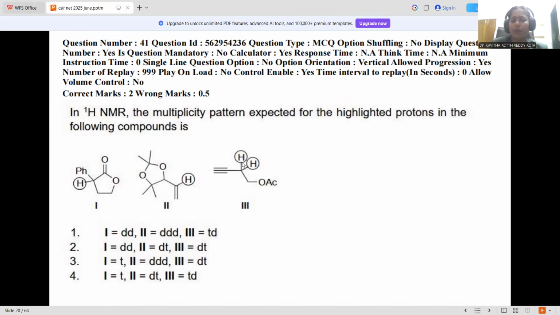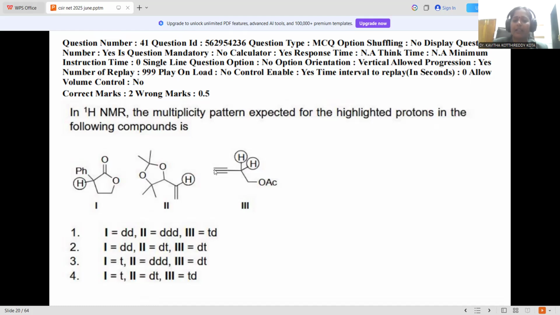Let me go with compound number 3, where you can notice an acetylenic triple bond, and here is the CH2, here is the CH2, here is the O-acetyl functionality. For the labeled, that means highlighted, hydrogens, we need to notice how many multiplicity patterns there are. For these 2 hydrogens, here is the possible next position. The 2 hydrogens are exactly equivalent, and the n plus 1 formula gives rise to a triplet. There is a provision for a triplet.